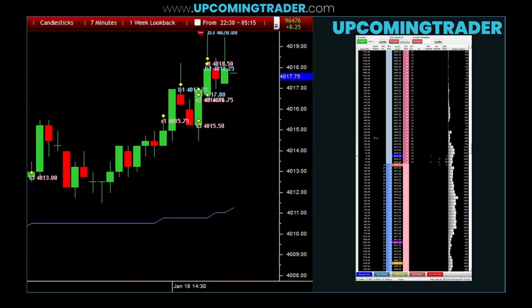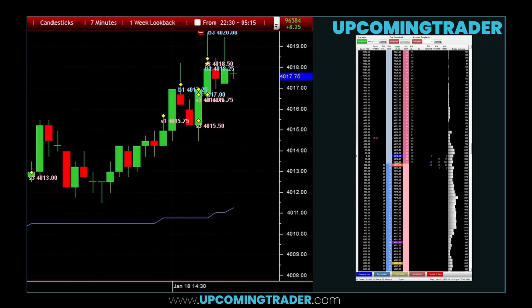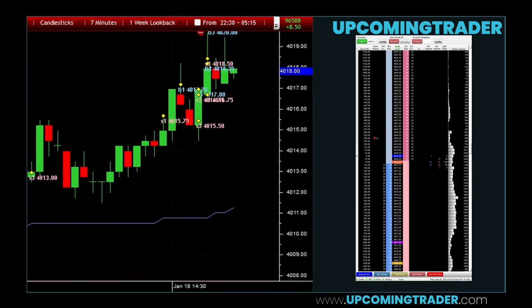Here are a few tips to help you get started with volume profile. Begin by analyzing higher time frames like daily or weekly charts. This will help you spot key levels that are important to the bigger picture. Once you understand these higher level areas, you can use smaller time frames to fine-tune your entries and exits.